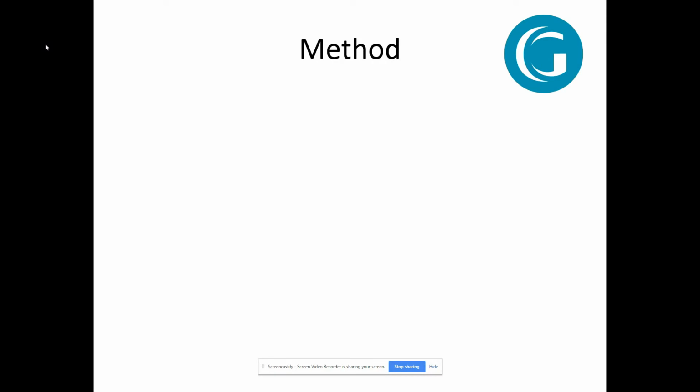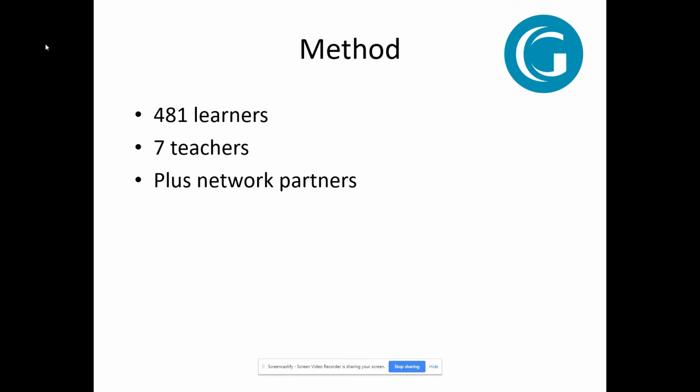So how did we carry this out? Well, to start with, we had 481 learners as part of our cohort in this research. That was spread across 7 teachers. We also used information and feedback from our network partners.